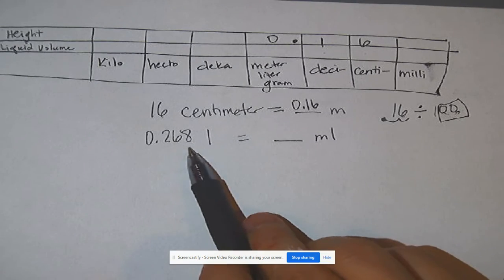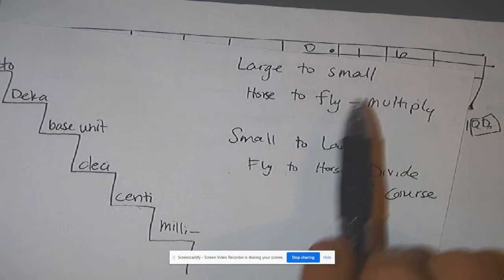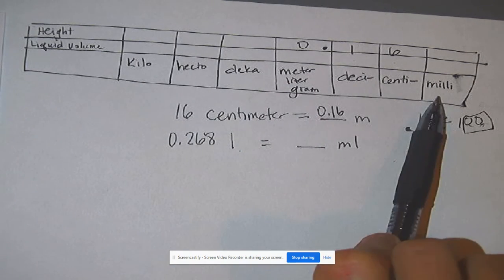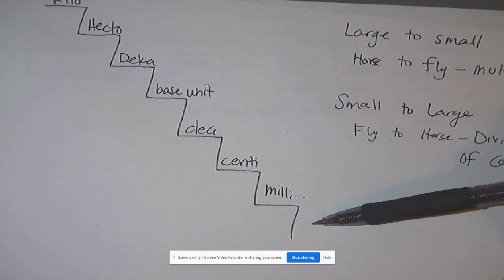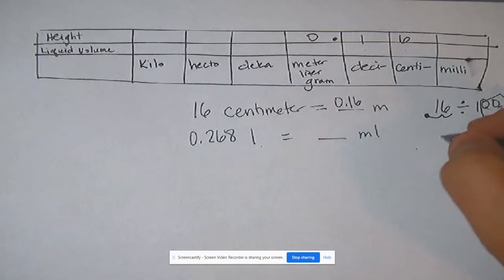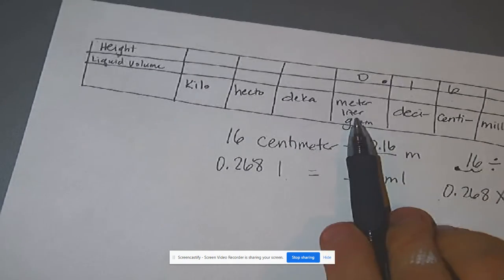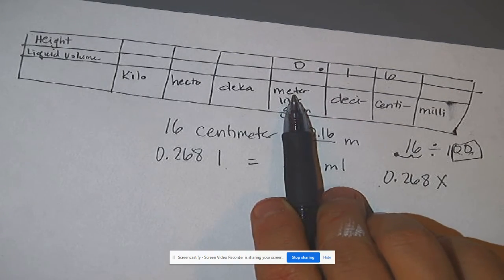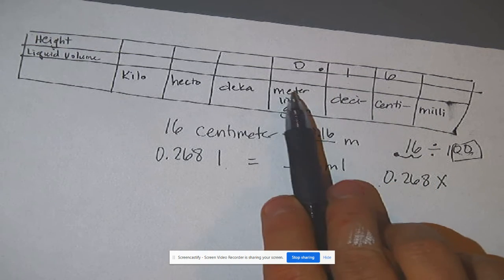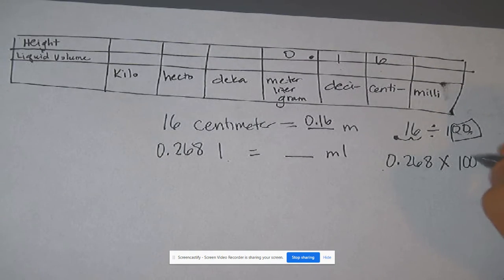All right, now we're converting 268 thousandths of a liter into milliliters, okay? First thing we ask, large to small, small to large. Well, we're going liters to milliliters, so we're going large to small. Horse to fly, we multiply. So 268 thousandths times, well, here we are. We're going to go how many place values? 1, 2, 3. 10 times 10 times 10 equals 1,000.